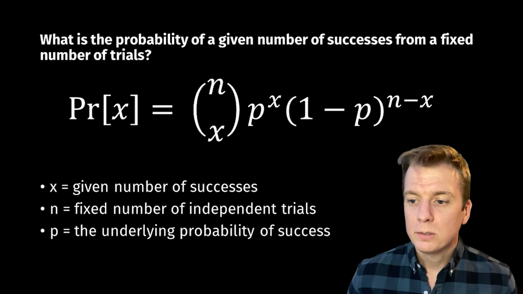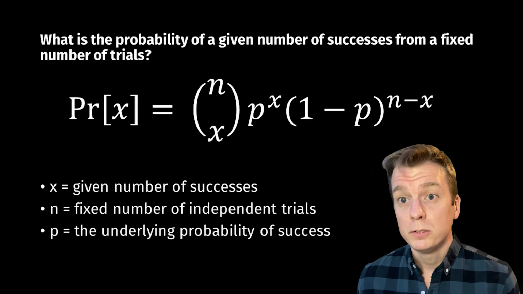When analyzing proportions, we need to ask the question, what is the probability of a given number of successes from a fixed number of trials? Of course, successes need not mean win or lose, or something like that. A success could mean a red fish instead of some other color of fish. We can answer this question using the binomial distribution.